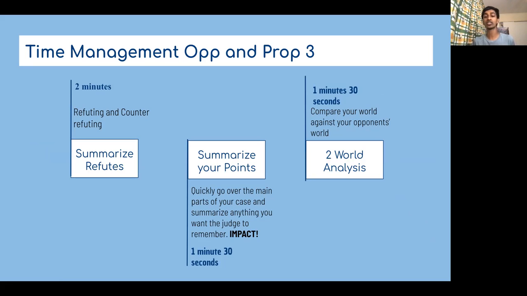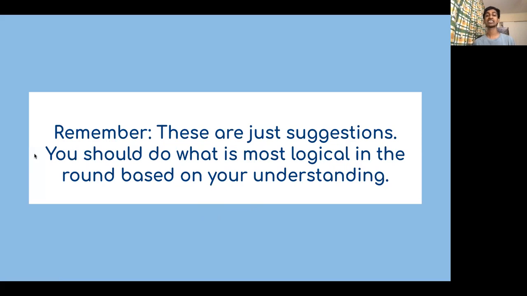The most important thing to do here is the impact. If you can just focus on one section of the points, it should be the impact section because that does make or break the debate at this point. Now you should be spending about 90 seconds on your two-world analysis, where you compare your world against your opponent's world and explain why the good of your world is better than the bad of your opponent's world. Remember, ultimately, these are just suggestions. You should do what's most logical in the round based on your understanding.